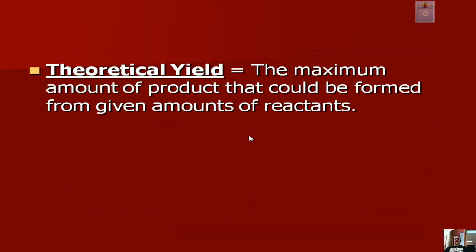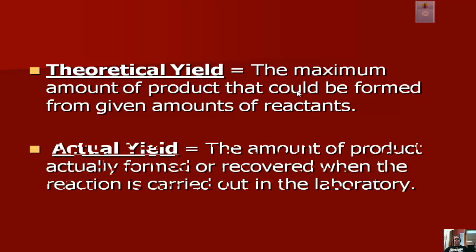Theoretical yield, in theory, the perfect thing. It's the maximum amount of product that could be formed from given amounts of reactants. Versus actual yield, and this is what you really go and do. It's the amount of product actually formed or recovered when the reaction is carried out in the lab. Now, for the problems that we're going to be doing, the actual yield has to be given to you in the problem. Theoretical yield, technically you've been doing that all along. Anytime you do a stoichiometry problem, that's the perfect reaction. That's your theoretical yield. Actual yield, either you have to go do the lab or it has to be told to you in the problem.